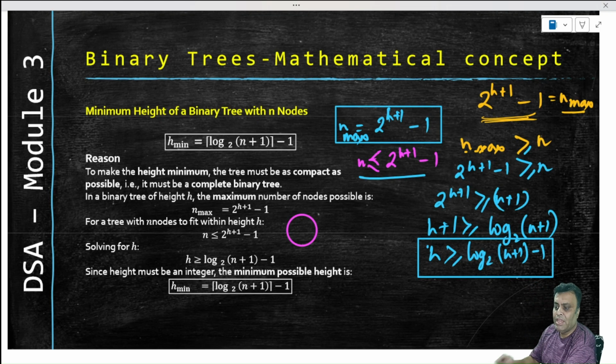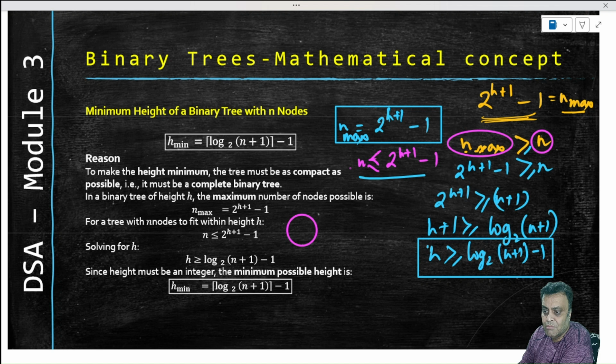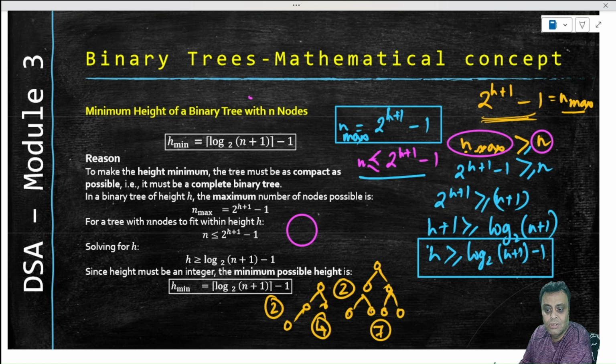Why will n become suddenly less than n max? Because, let me take a different area. So this is the maximum nodes possible with 2 levels, right? Or with a height of 2. But can I say that my tree could be this also? So what is the number of nodes here? 4. What is the number of nodes here? 7. But what is the height here? 2. What is the height here? 2. Right?